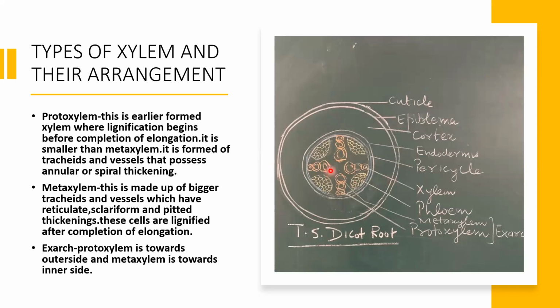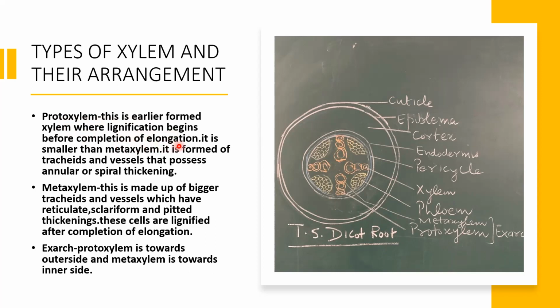Now, xylem has two kinds of tissues, protoxylem and metaxylem. When xylem develops and its cells are small in size, thickening starts. Thickening is deposition of lignin in the xylem tissue. This is also called lignification. When xylem cells are small and lignification starts, they remain small in size. So small sized xylem tissue is called protoxylem. We can also call this the earlier formed xylem, where lignification begins before completion of elongation.